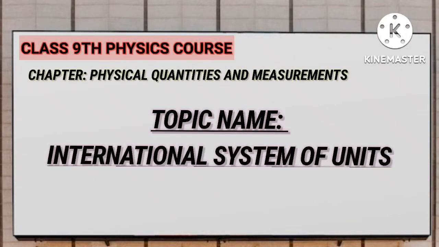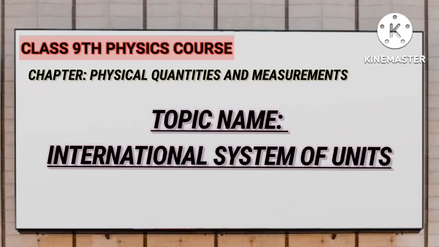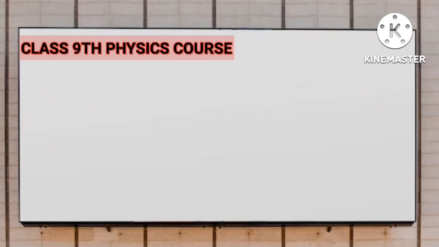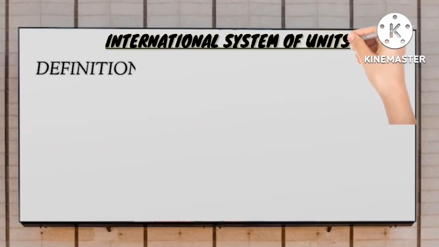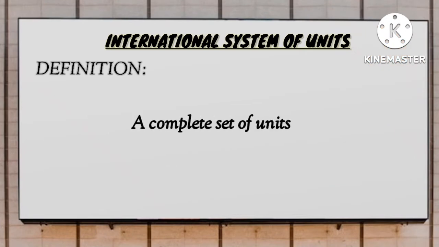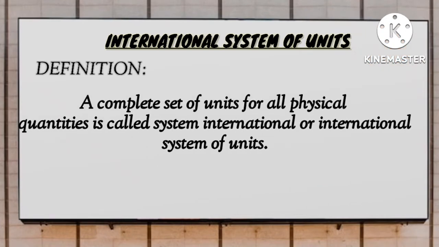Today the chapter name is Physical Quantities and Measurements. It is the whole series of class 9 physics course. Today our topic is International System of Units. So what is International System of Units? The definition is it is a set of units for all physical quantities.